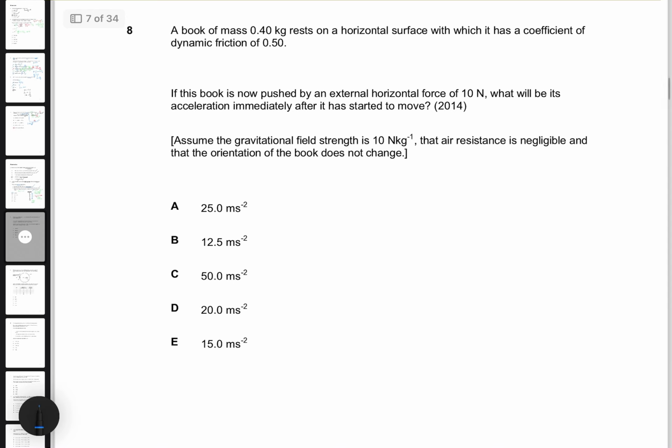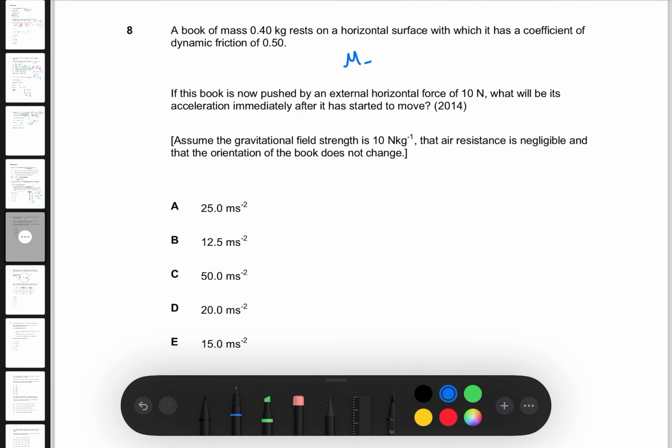Let's take a look at number 8 now. It says a book of mass, and so on, rests on a horizontal surface. It gives us the coefficient of dynamic friction. So we know that the mass of the book is 0.4. We know the dynamic friction coefficient is 0.50. And we also know that the book is pushed with a force of 10 newtons. What is the question asking us, basically? They're asking, what will be the acceleration after the object starts to move?